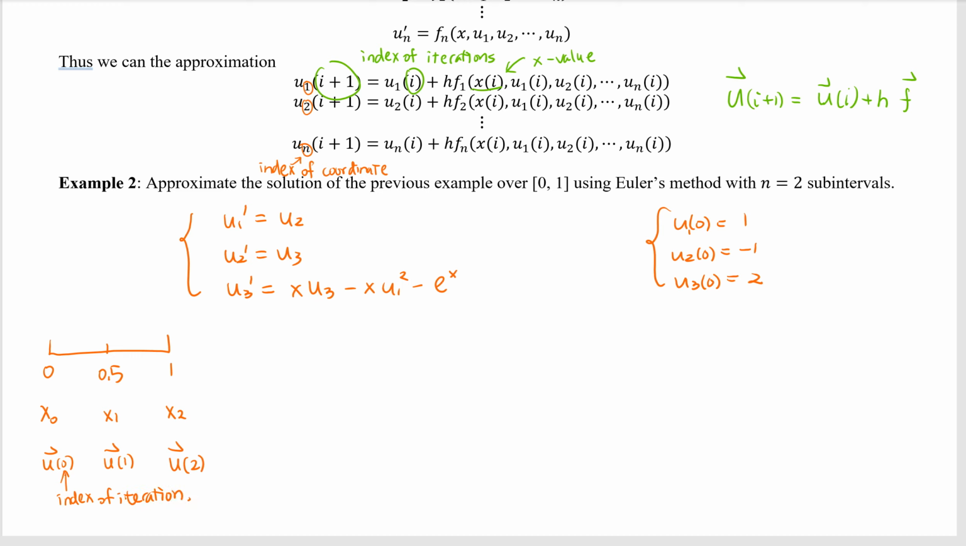It's not u of 0, and this one is not u of 1. You can see this vector, the corresponding x1 is 0.5. It's not 1. So x is 0.5. All right, so let's continue. What is h? h is the step size. Usually it's b minus a over n. In this case, it is 0.5. Right? Then we're going to start.